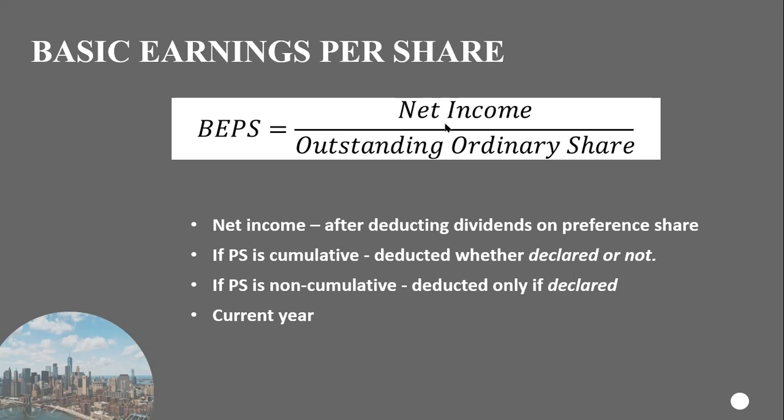So ang numerator natin is net income. When we say net income, it is after deducting dividends on preference share. If the preference share is cumulative, it is deducted whether declared or not. But if it is non-cumulative, then it is deducted only if declared. Take note, yung preference share is for current year only.